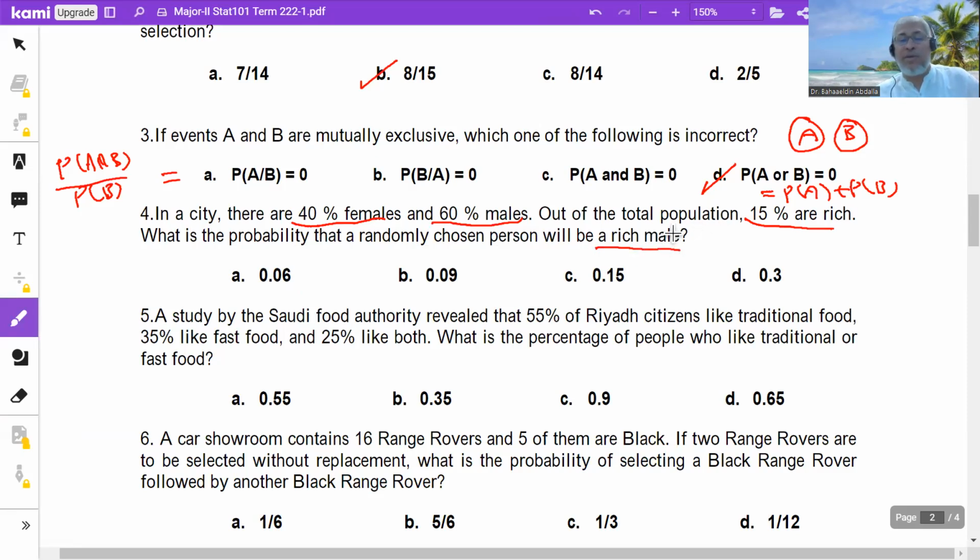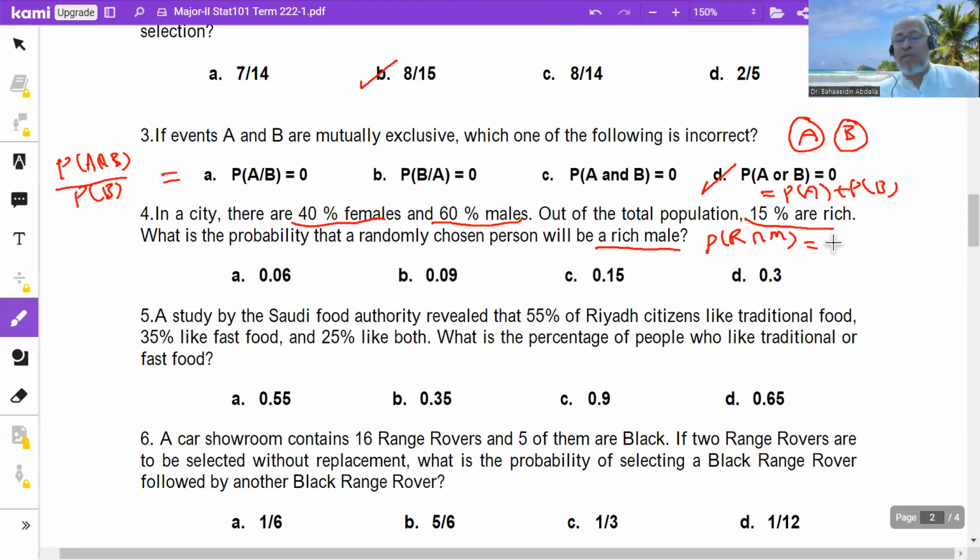Okay, what is the meaning of rich male? So he has to be rich and male. So he's asking about probability of the intersection. Well, probability of the intersection, since the 2 events are independent here, being rich is independent from gender, okay?